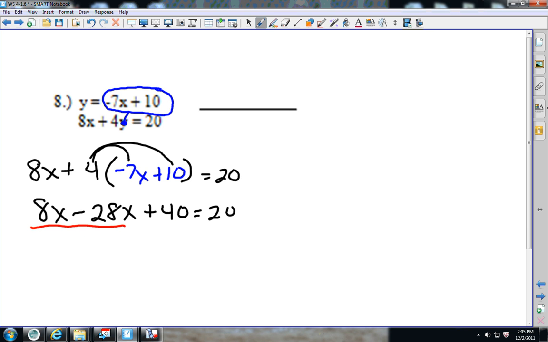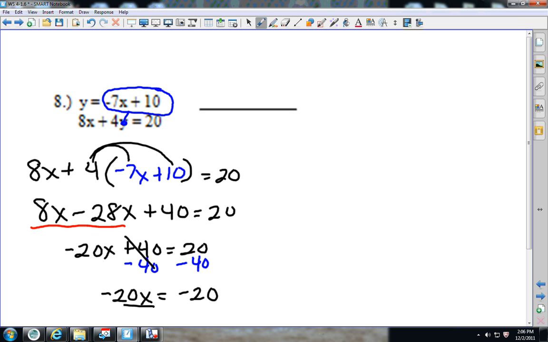Put my x's together. Negative 20x plus 40 equals 20. Subtract 40 from each side. Negative 20x equals negative 20. Divide by negative 20. The board's acting kind of weird here. X equals 1.